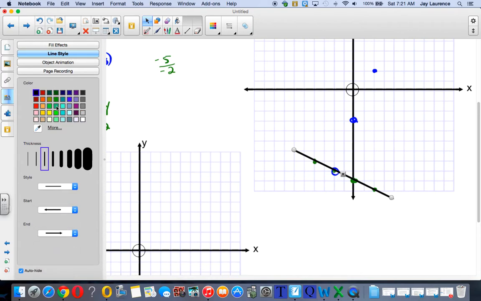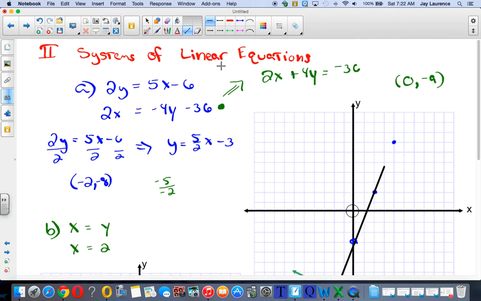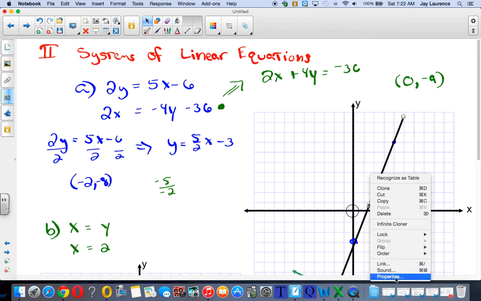And I'll make him green so we know which equation he went with. And then I've got to do the blue one. And the blue one's going to intersect there. And really, I should make it hit all the points that I took the time to show. So let me make him a little bit longer. That's pretty good. And we'll put arrowheads on her.